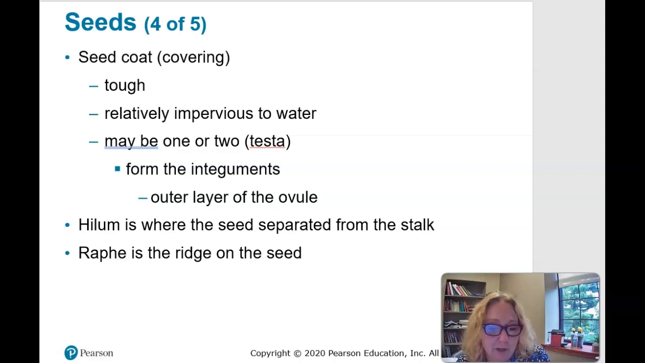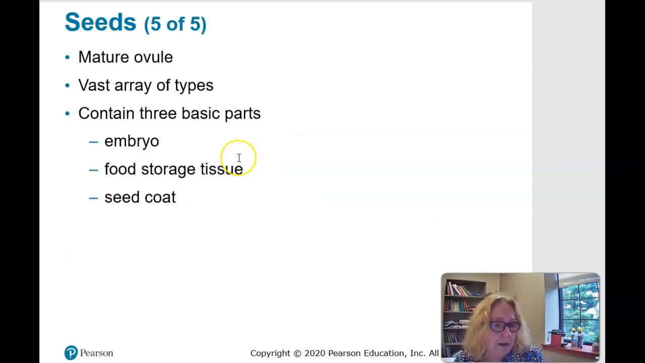The hilum is where the seed's separated from the stalk, and the raphe is the ridge of the seed. It contains 3 basic parts: the embryo, the storage tissue, and the seed coat.